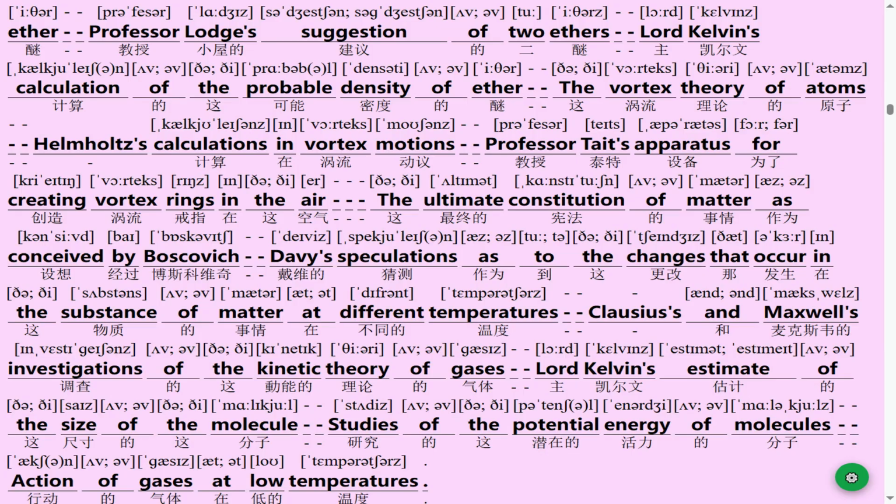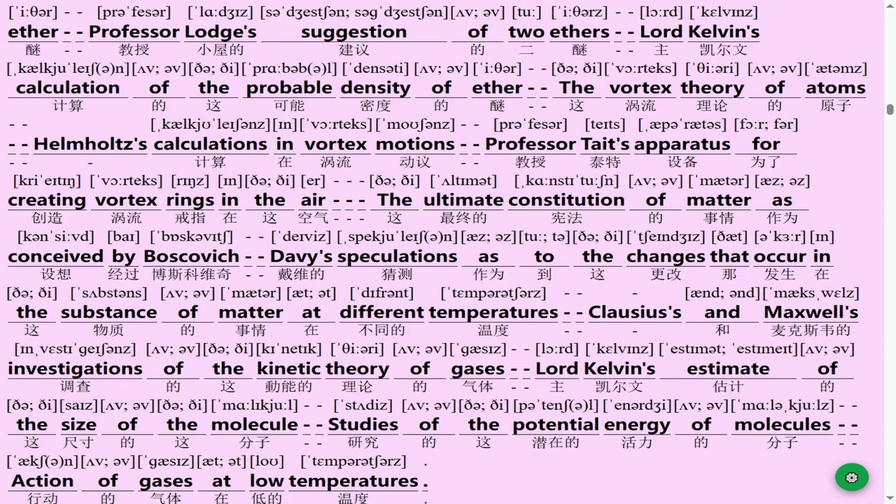Faraday's experiments pointing to the existence of ether. Professor Lodge's suggestion of two ethers. Lord Kelvin's calculation of the probable density of ether. The vortex theory of atoms. Helmholtz's calculations in vortex motions. Professor Tait's apparatus for creating vortex rings in the air.